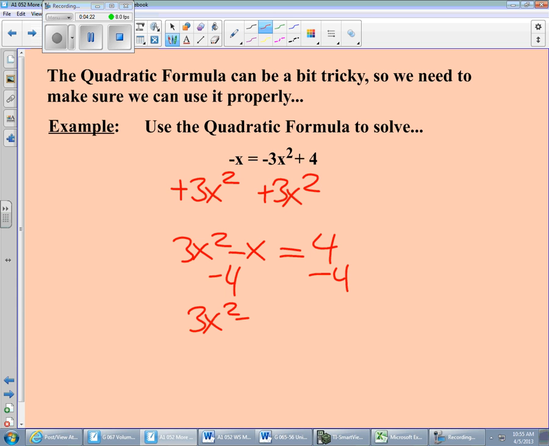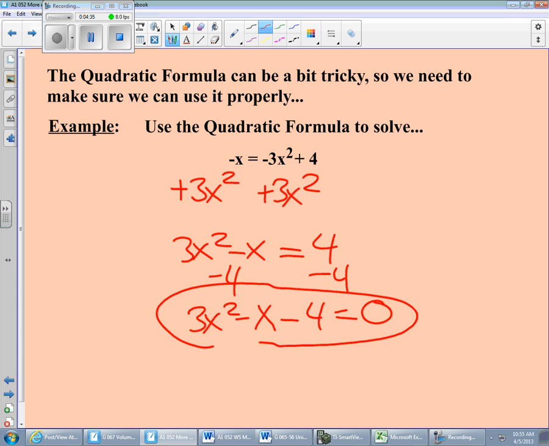3x squared minus x minus 4 equals nothing. Okay, that's what we want: everything on one side of the equal sign. Once we get to this point, then probably what you want to do is go ahead and maybe even write it down.